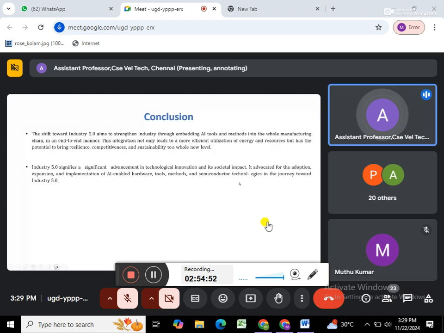How much it is going to impact society, that is what we always look for in technologies. Whatever technology is emerging should be more unique and more impactful to society. That is one of the evergreen demands for any such growth, and it advocated for the adoption, expansion, and implementation of AI-enabled hardware, tools, methods, and semiconductor technologies in the journey towards Industry 5.0. So that is what I have been saying from the beginning.